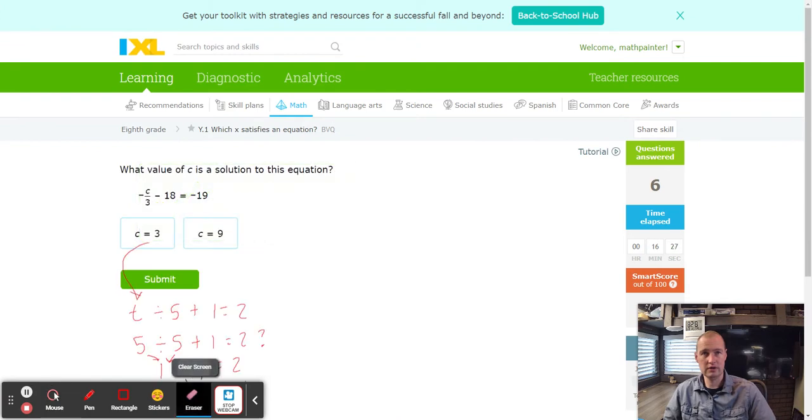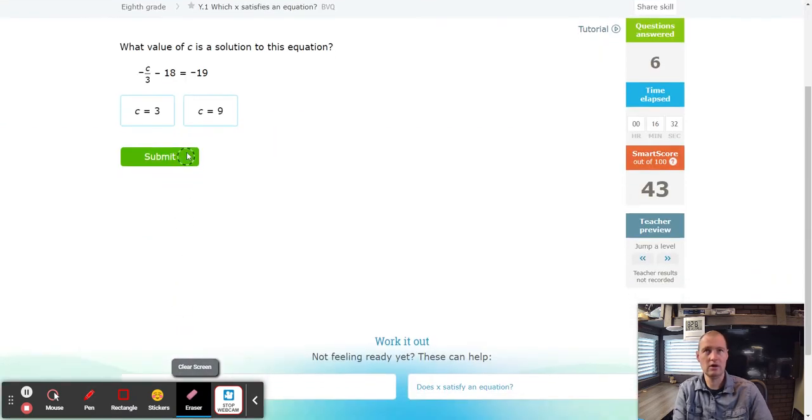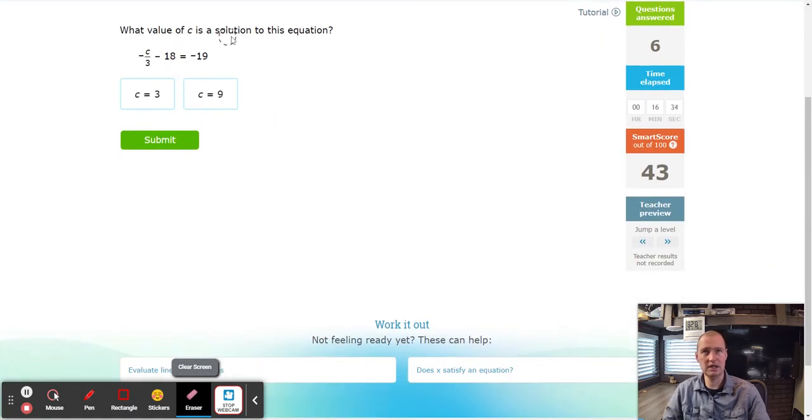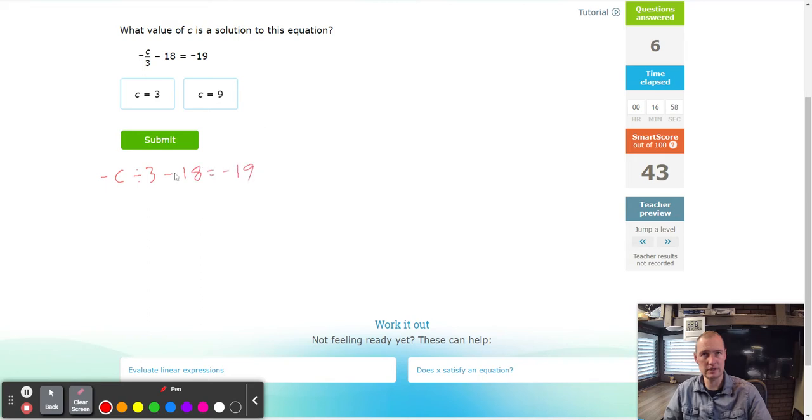All right, let's get into our next one. Let's see. We have, what value of c is a solution to this equation? So remember we talked about the fraction. Don't let the fraction bother you. So we got negative, we're going to copy it down, negative c divide 3, subtract 18 equals negative 19. See how nice that came out?